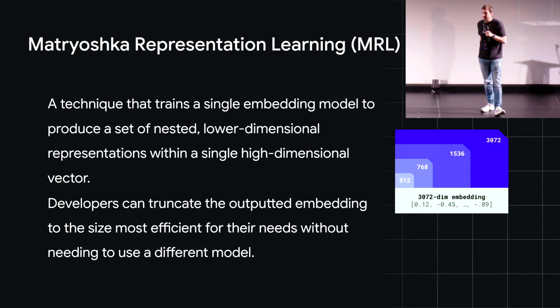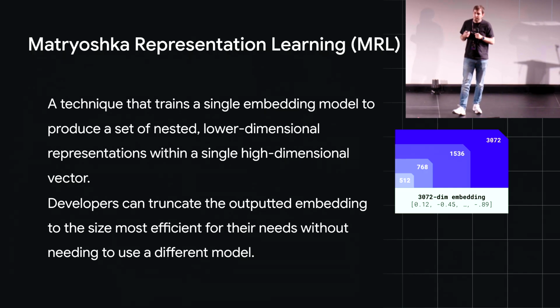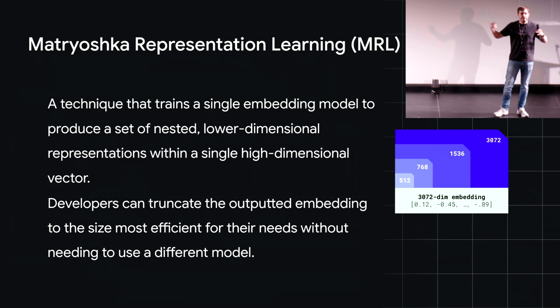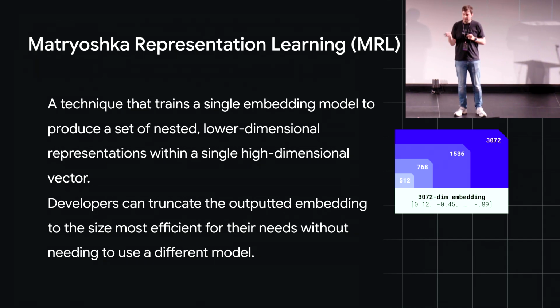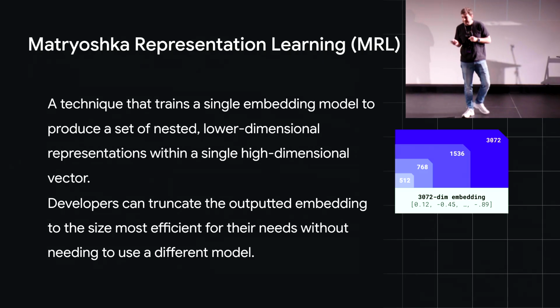It was also trained with this process. I think today it should be the standard, so I assume you already are familiar with this, but basically Matryoshka representation learning is a technique that trains a single embedding model to produce a set of nested lower dimensional representations within a single high dimensional vector, and then you can choose if you want the full vector or just a subset of this, and you can truncate the outputted embedding and adapt this for your specific use case.